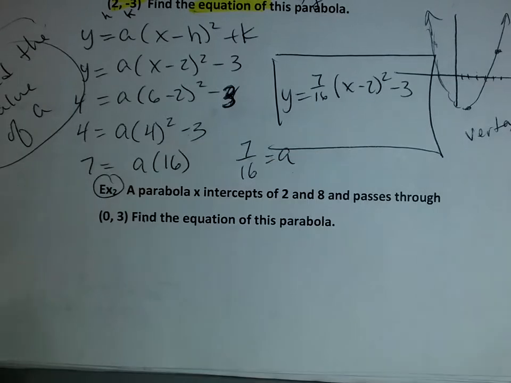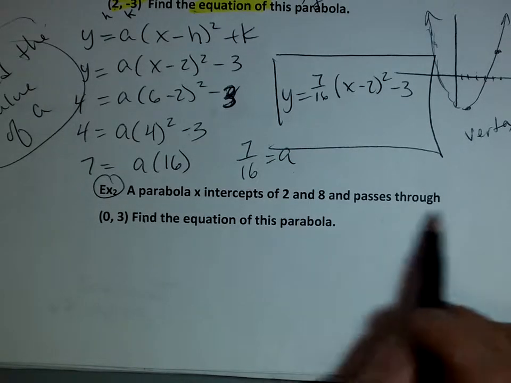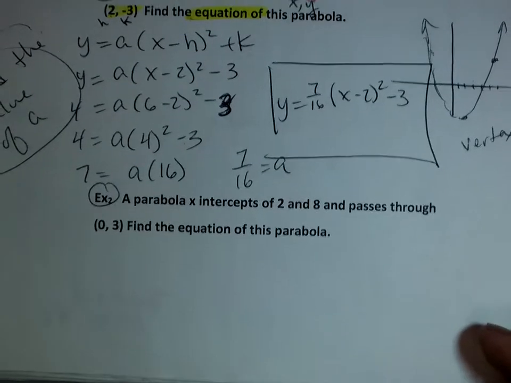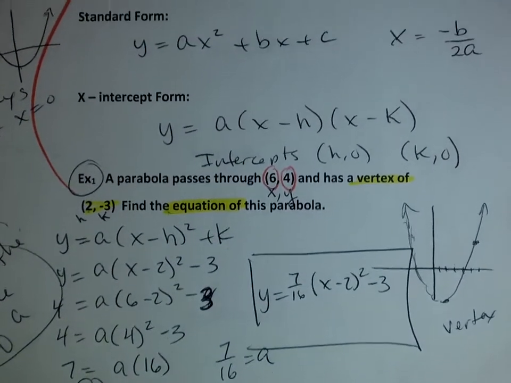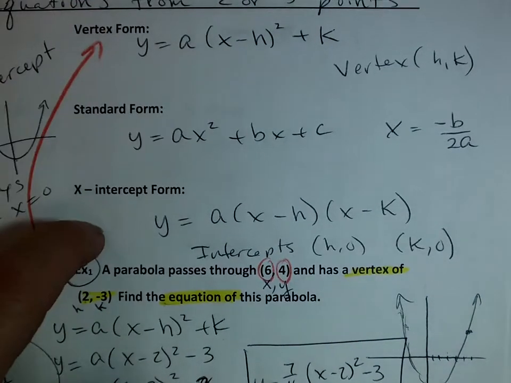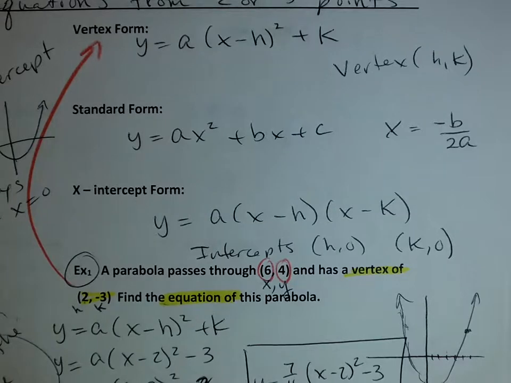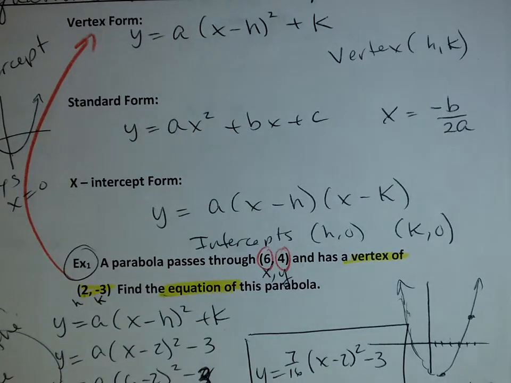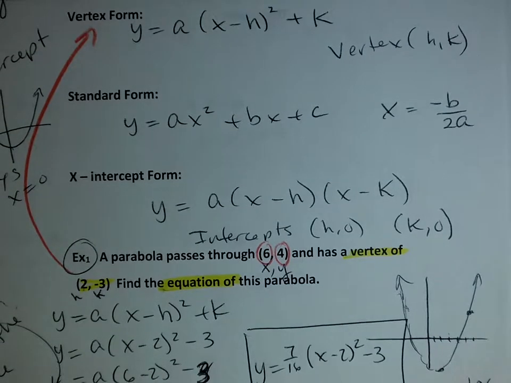Okay, number 2. A parabola has x-intercepts of 2 and 8 and passes through the point (0, 3). Find the equation. So again, I've got 3 little equations. I've got vertex form, standard form, or intercept form. So which one do you think we should use? Intercept. Yeah, it's got to be intercept. You guys agree? Because it talks about having x-intercepts. So let's use intercept form, okay?